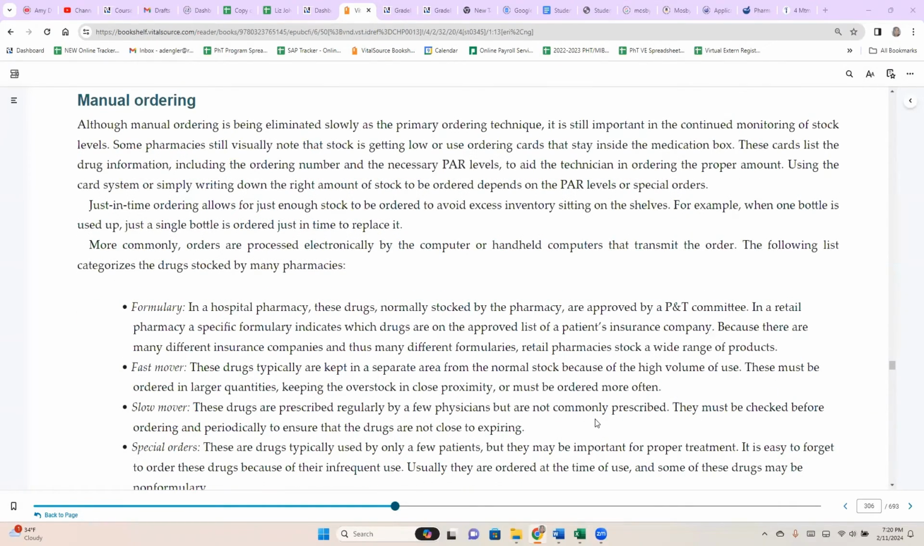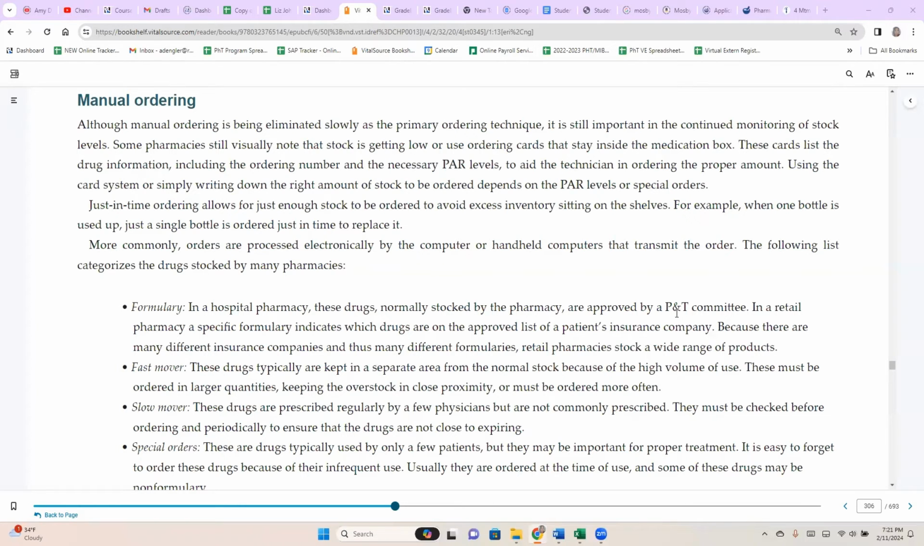Just-in-time ordering allows for just enough stock to be ordered to avoid excess inventory sitting on shelves. For example, when one bottle is used up, just a single bottle is ordered just in time to replace it. More commonly, orders are processed electronically by the computer or handheld computers that transmit the order.